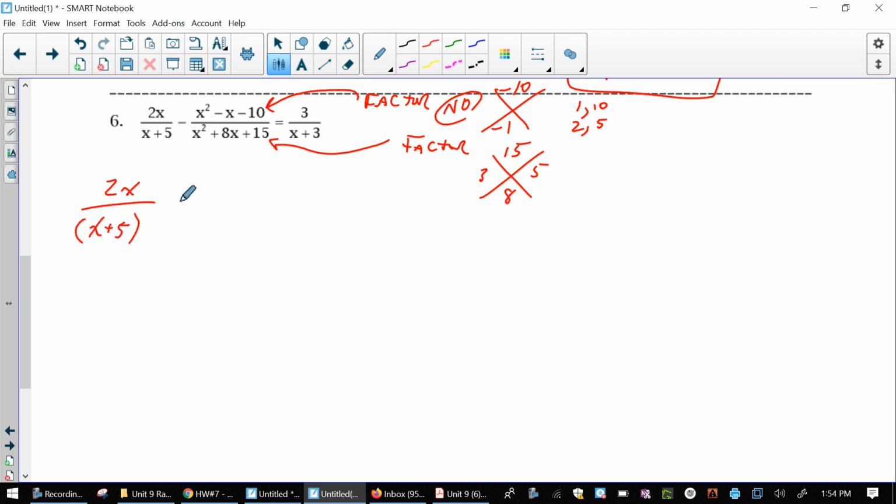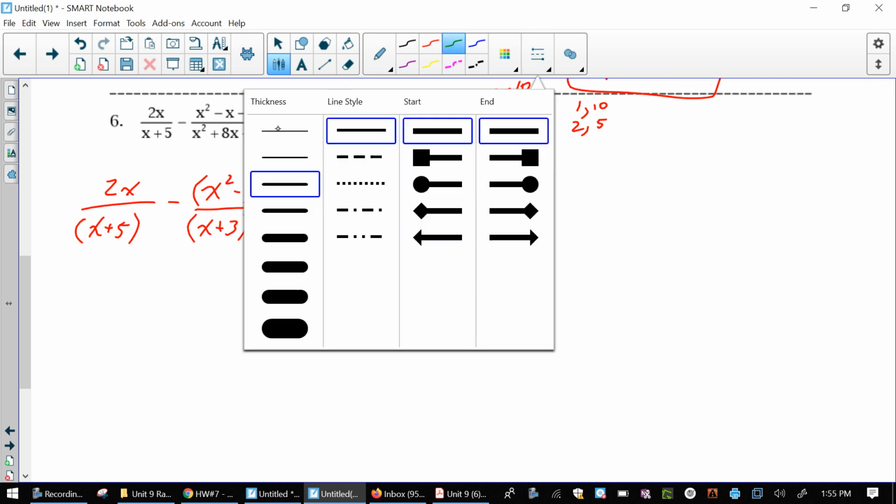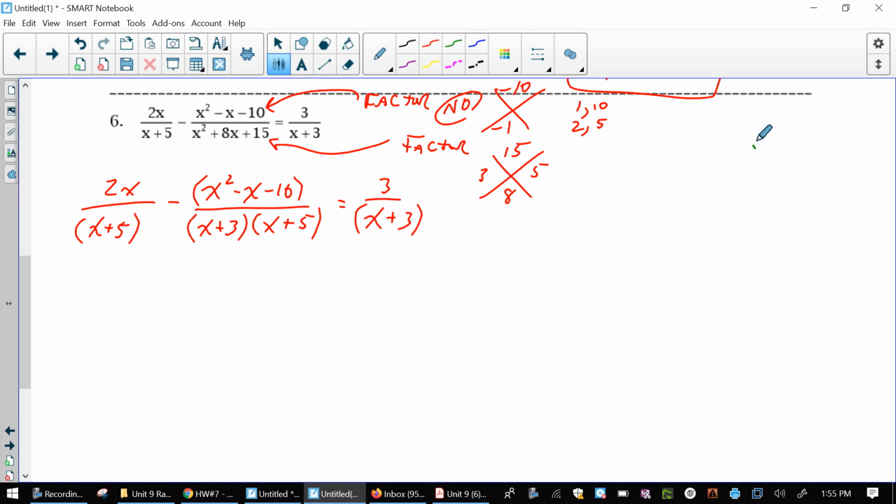So there's our first rational. Our second rational, again, this one stays the same on top. You want to put parentheses around it so you're not tempted to mess with it. It's always a good idea. On the bottom here we have x plus 3 and x plus 5 once we've factored. And then that equals 3 over x plus 3. And again, put parentheses around these. I definitely recommend that. Then you're not thinking about things, separating things, or canceling random things out. Okay, it's going to help.